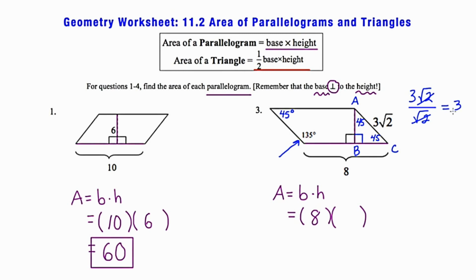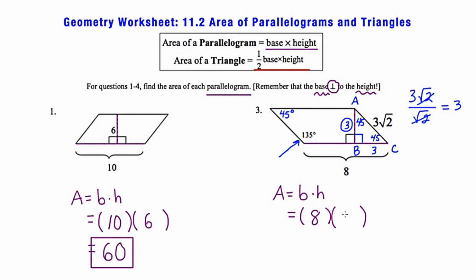So what we've just found is the length of the legs in the 45, 45, 90. AB is 3, and BC is also 3. The important thing that I just found is that the height of this parallelogram is 3. That perpendicular segment which connects the top to the bottom is 3.